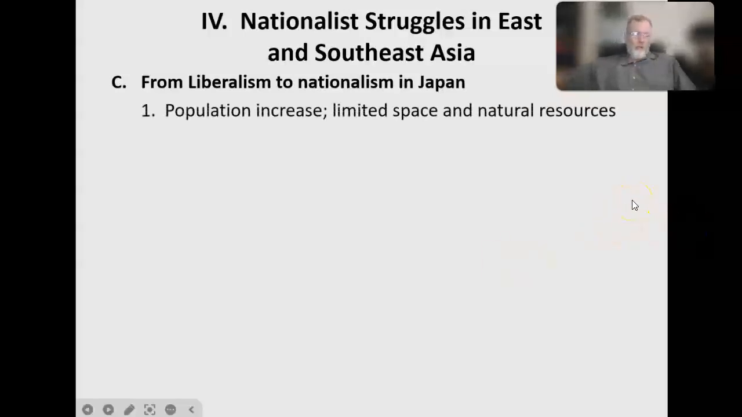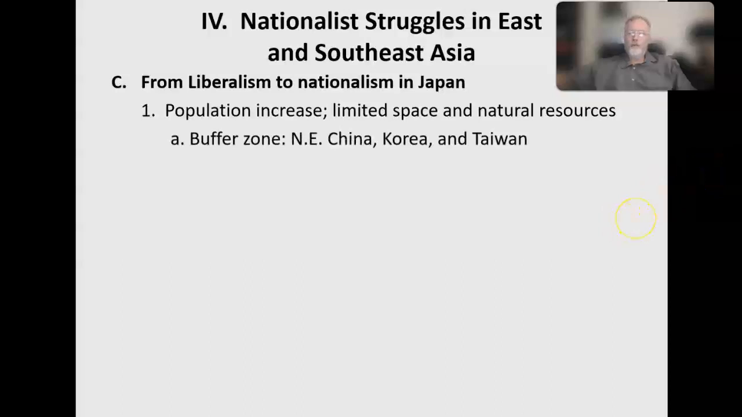All right, liberalism and nationalism in Japan. Again, we're shifting gears. We're moving over to Japan now. Japan was the most industrial, militarily powerful nation in Asia after World War I. They used this power to expand, to grow, and to dominate their neighbors, the islands around them, Korea, China.